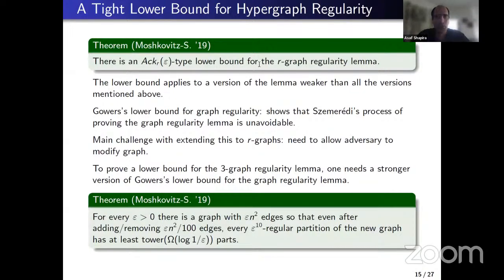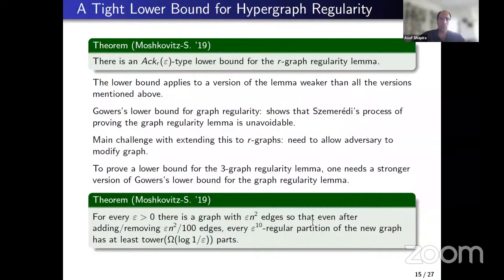So let me just give you the statement. The statement is that for every epsilon, there is a graph with epsilon n^2 edges, so that even if I allow you to modify this graph, adding or deleting epsilon n^2 over 100 edges, still every epsilon to the 10, let's say, regular partition of this new graph has tower-many parts. Now observe that if I allowed you to modify epsilon n^2 edges, you could just remove all the edges of the graph and have a regular partition of size 1.